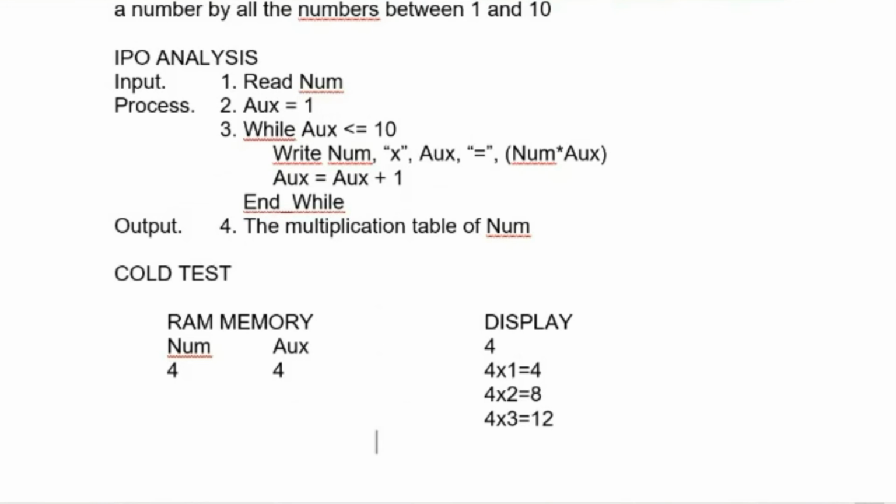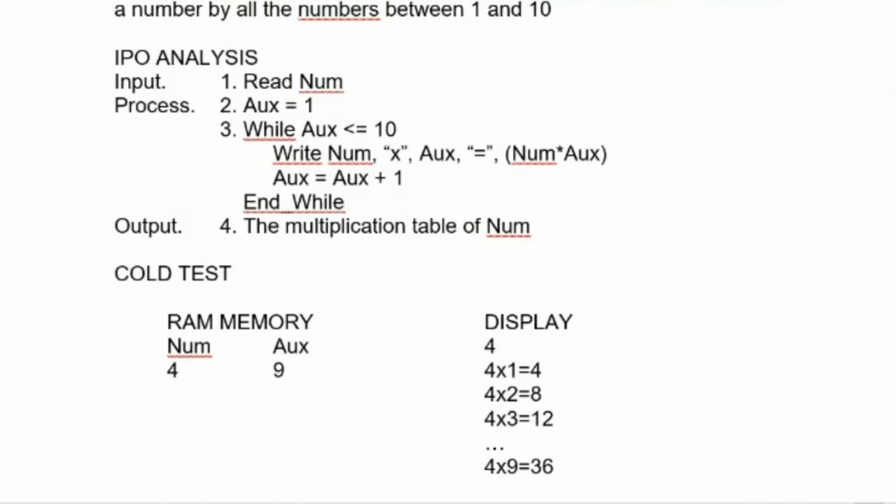This process will be repeated several times. Suppose we are in aus equal to 9. Suppose we are there. Then we are in the instruction number 3. While aus is less or equal to 10, 9 is less or equal to 10, the answer is true. So write the content of num is 4, the x symbol, the content of aus is 9, the equal symbol, and the result to multiply 4 by 9.